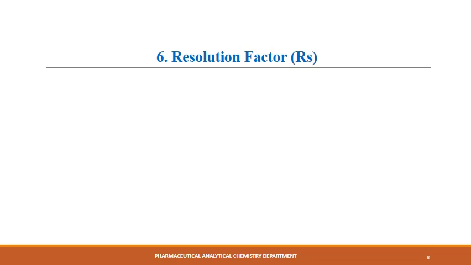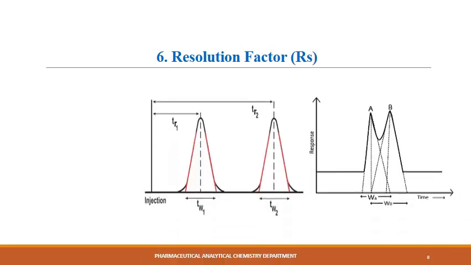Second parameter is the resolution factor. The resolution factor is calculated for 2 consecutive peaks, and it is equal to 2 times the retention time of the second peak minus the retention time of the first peak, divided by the width at the baseline of the second peak plus the width at the baseline of the first peak.